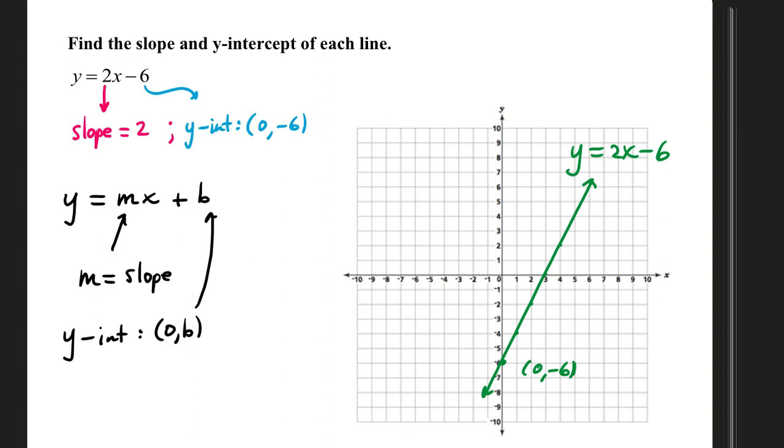Since we have y equals, slope is 2, y-intercept is the point (0, negative 6). And when it comes to graphing, you plot your y-intercept first. So we plot negative 6 on the y-axis. A slope of 2, which is 2 over 1, tells us we have a vertical rise of 2 units and a horizontal run of 1. If you repeat up 2 over 1, you will always find points that lie on this line.